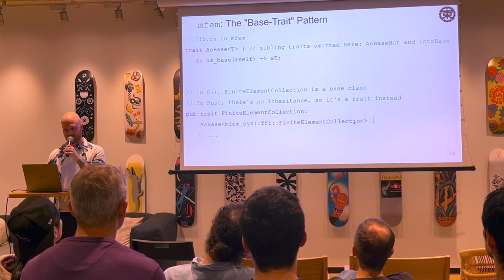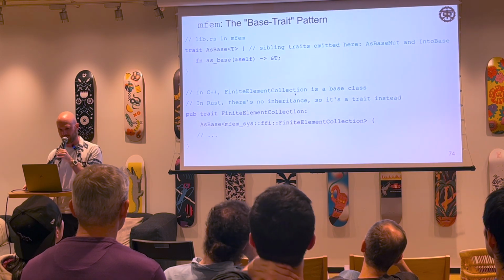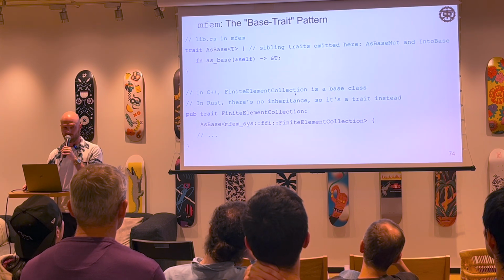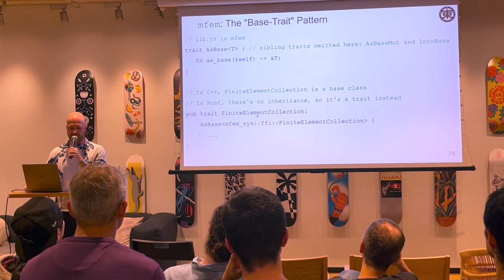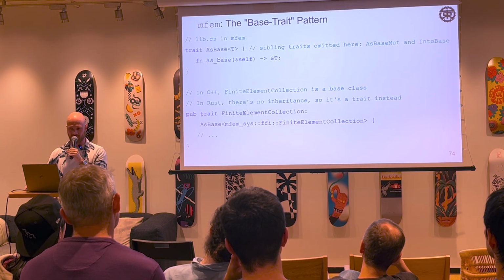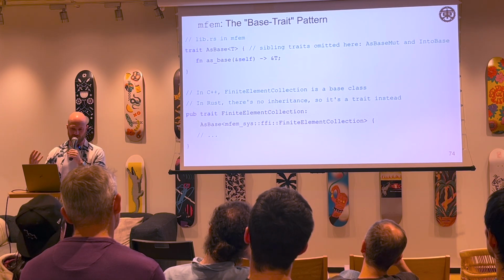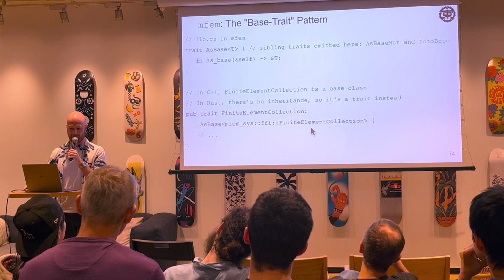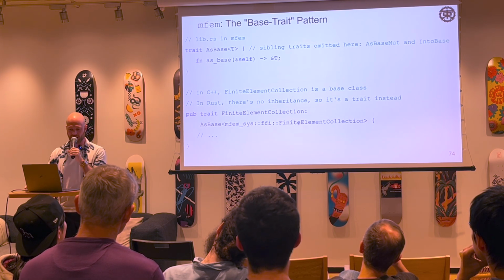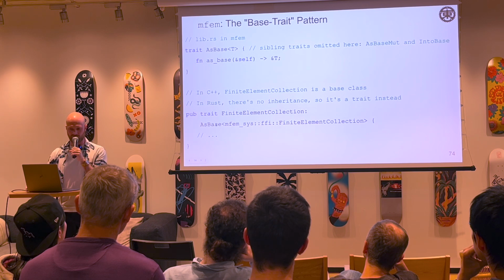So this is more exciting. This is the base trait pattern. In C++, finite element collection, like I was saying, is a base class. A bunch of things inherit from it. But in Rust, there's no inheritance. So we have to do something about this, and we make it a trait instead. And if you think about it, inside of machinery that this trait will contain, we have to get a dynamic reference to something that is a finite element collection in Rust. And we have to upcast it so that on the C++ side, when we're calling into the FFI machinery, we actually have either a reference or a pointer to the FFI finite element collection. So we introduced this AsBase trait.